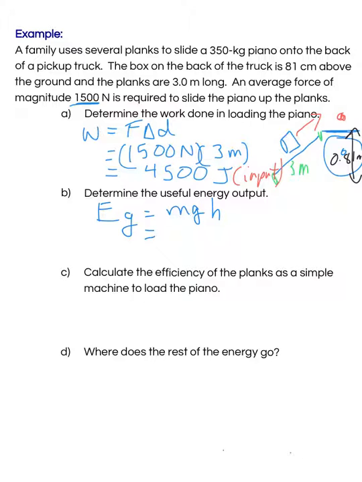And so to figure out the amount of energy that was output that was useful in this situation, I'm going to use my equation for calculating the gravitational potential energy. So the mass of my piano was 350 kilograms. The gravitational field strength was 9.8 newtons per kilogram, or meters per second squared if I want, over a distance of 0.81 meters. Sorry for squeezing that in.